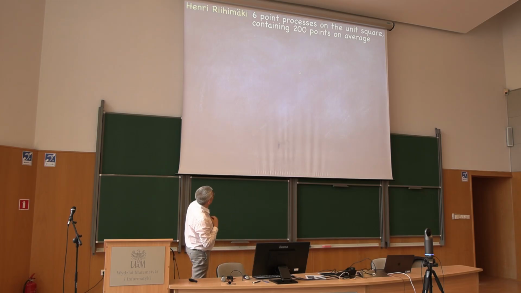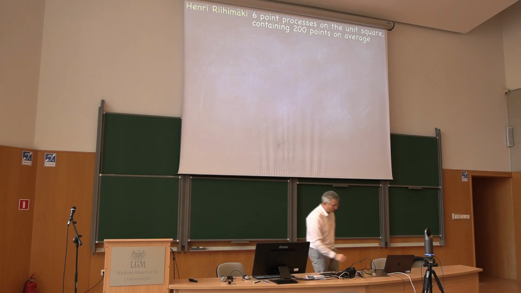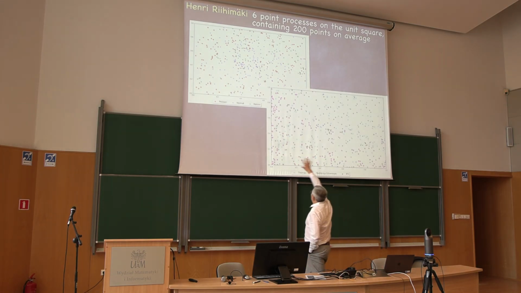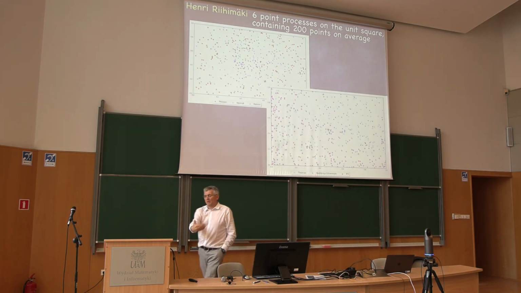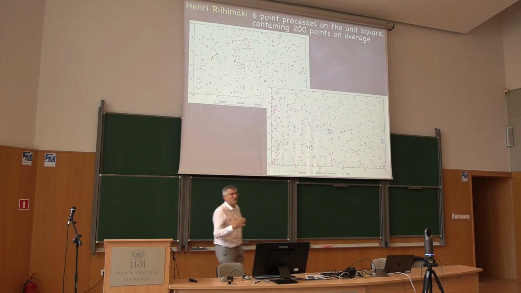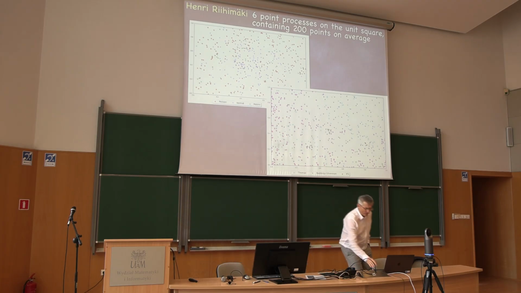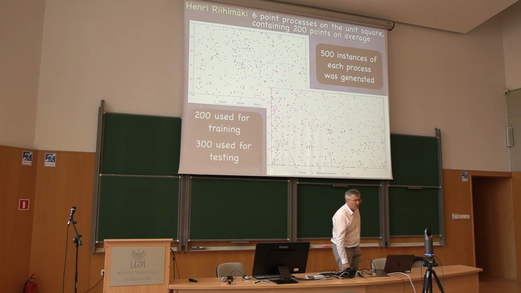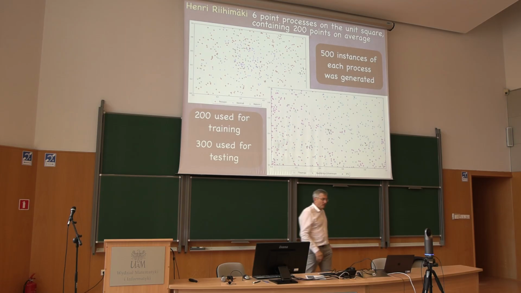He considered 6 point processes on the unit square, each containing roughly 200 points. I don't know whether you can see this, I just drew them. Some of these processes you can distinguish by eye, because the underlying distributions are different. He produced 500 instances of each, used 200 for training, 300 for testing, and we did this.